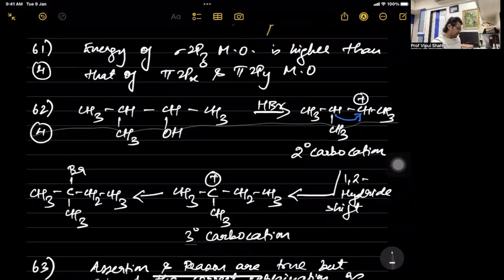Look at the mechanism for 62 carefully, everybody. What it says: first HBr forms a 2-degree carbocation. Then because of hydride shift, it becomes a stable 3-degree carbocation. And then the Br will attack to give you a 3-degree alkyl halide. So 62 is the fourth one.